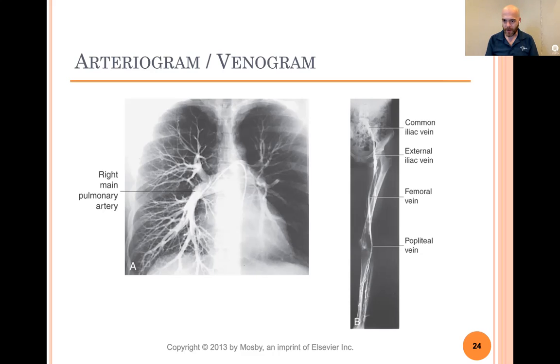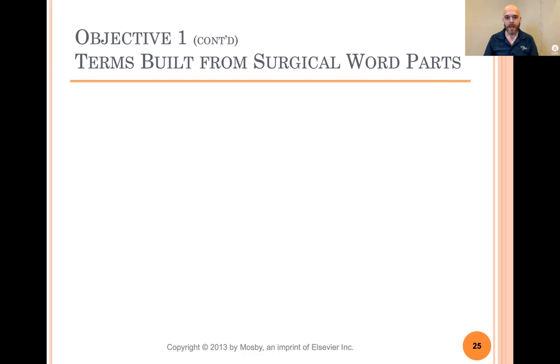You can see the femoral vein, the venogram. You see the iliac vein and then the femoral vein going all the way down the leg. Cool stuff. Okay, now let's make some words built from surgical parts.